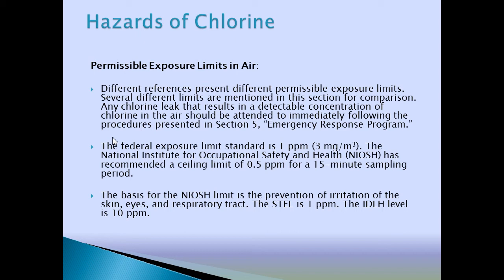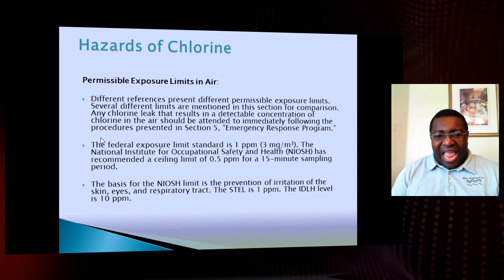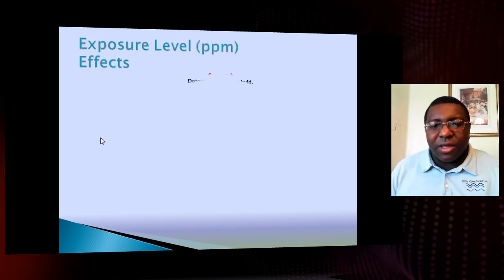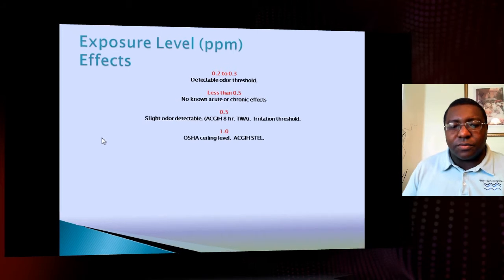The NIOSH limits are based on preventing irritation of your skin, your eyes, and your respiratory tract, and your standard threshold exposure limit is 1 part per million. Your IDLH, your immediate danger to life and health level, is 10 parts per million. So once you hit that category, you definitely have a big issue.